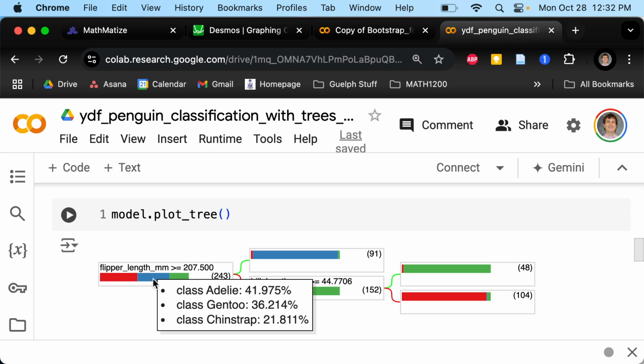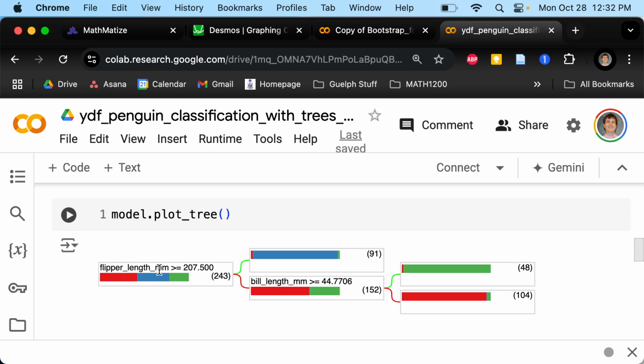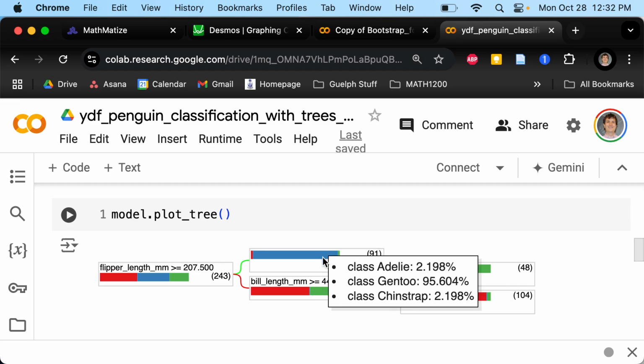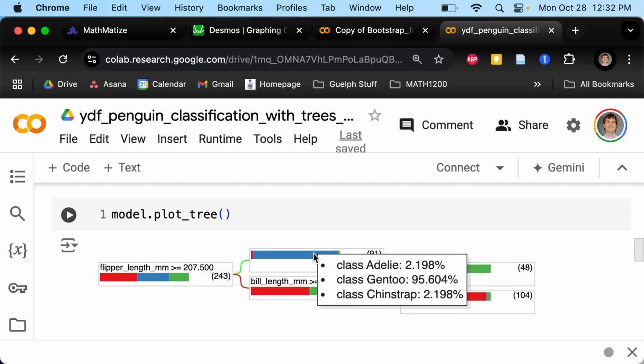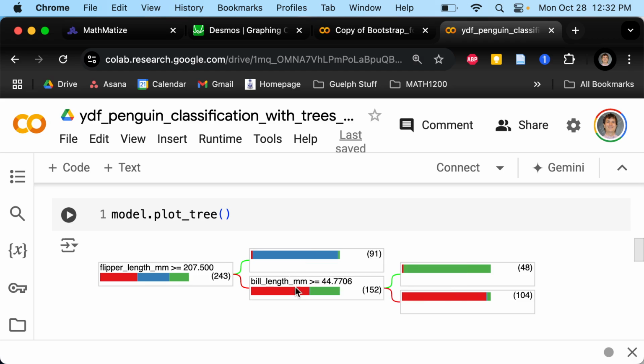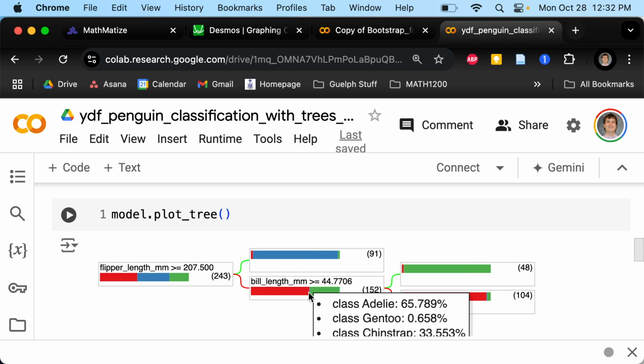And the very first question we ask is, is the flipper length in millimeters greater than or equal to 207? You split the tree into 2 parts. If the answer is yes, if they have long flippers, almost all of them are Gentoo penguins, so a 95% split. On the other hand, if the answer is no, then it's like a 65-33 split between the other 2 classes, the Adelie and the Chinstrap penguins.